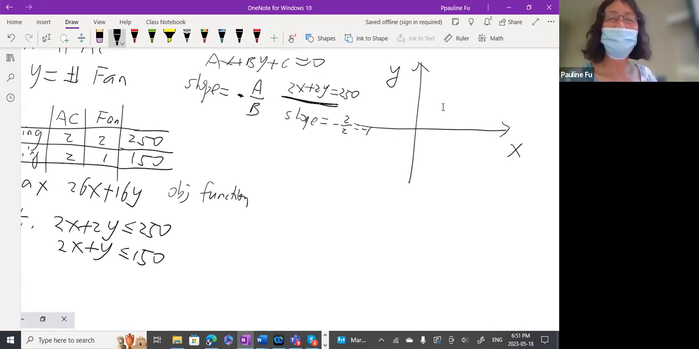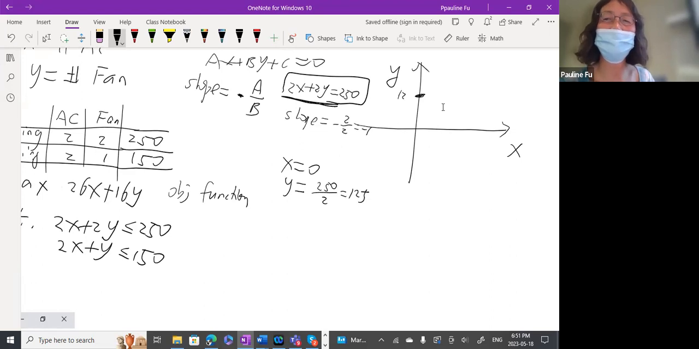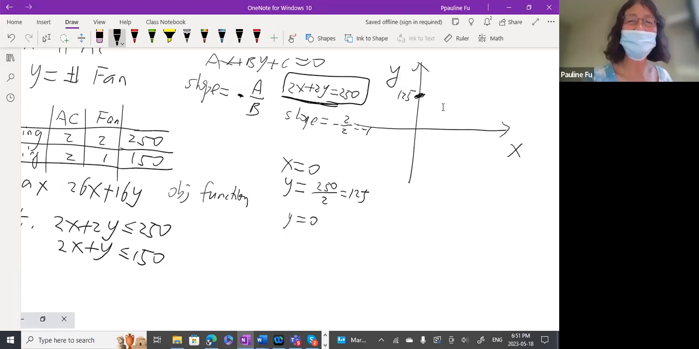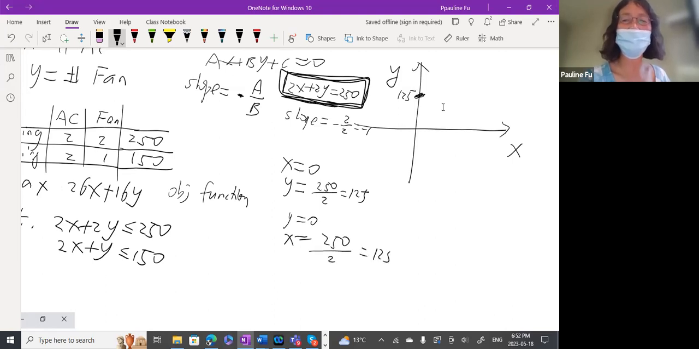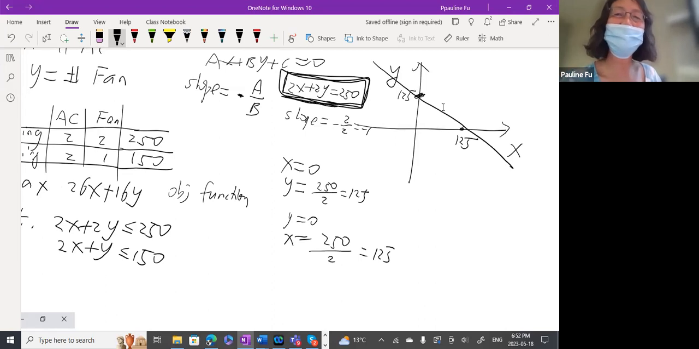And then when X equal to 0, what is Y for this straight line? Y equals 250 divided by 2, 125. So suppose this is 125, and this point represents when X equals 0, Y equals 125. Next, when Y equals 0, what is X? We are focusing on this equation. When Y equals 0, X equals 250 over 2, 125. So you point 125 here. Now you draw a straight line. This line is 2X plus 2Y equal to 250. Questions?